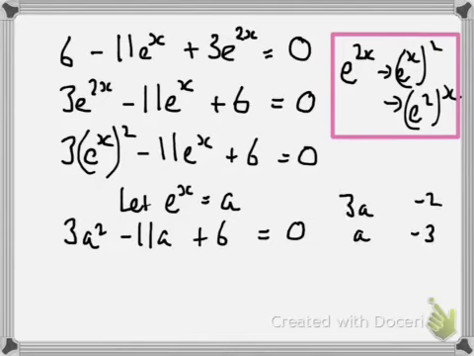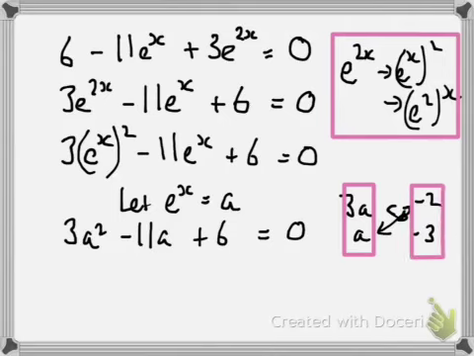Okay, now we need to factorise 3a squared minus 11a plus 6. So, as you know, I use the grid method. I've got the factors of 3a squared over here, 3a and a, and over here I've got the factors of positive 6. Why are they both negative? Because the middle term there is negative.